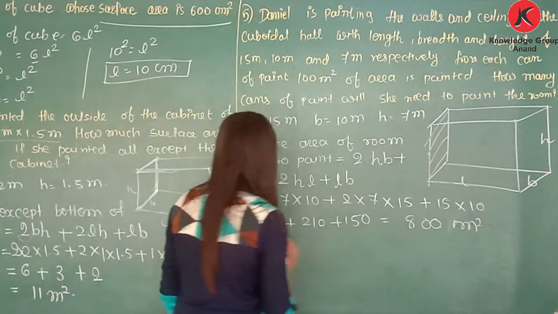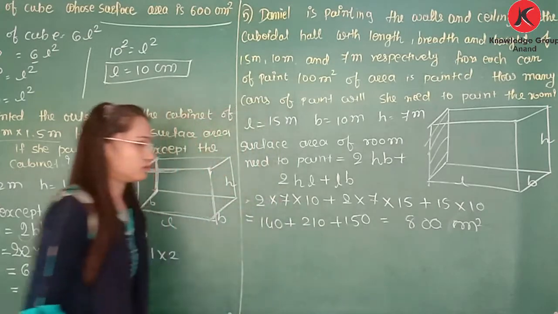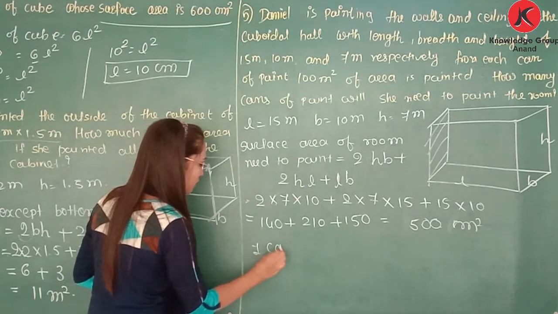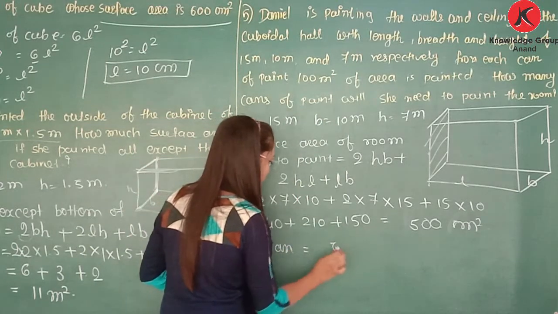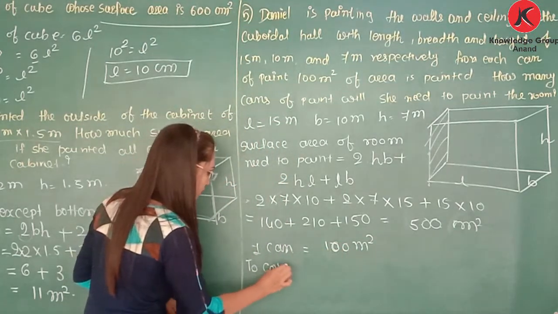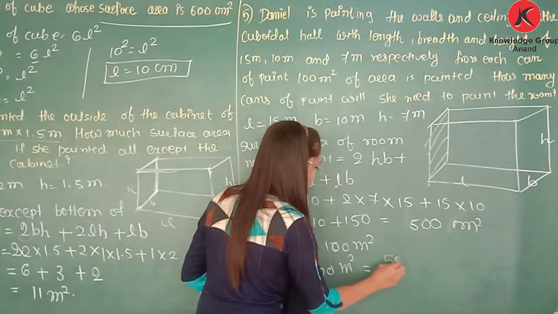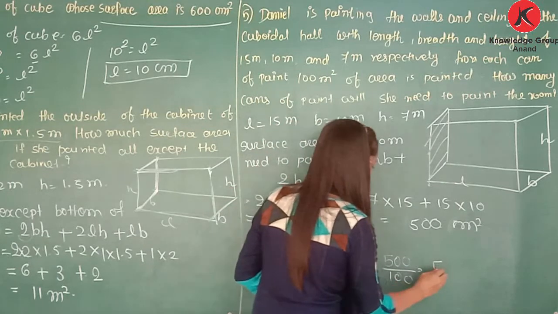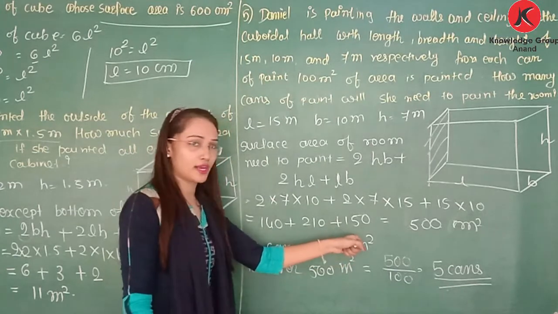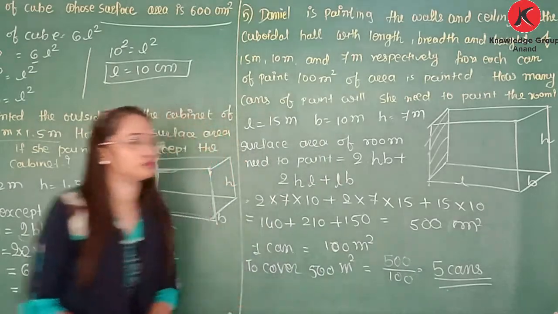Now in one can 100 meter square area is painted, and how many area we need to paint? That is 500. So in one can it is 100 meter square area covered. So to cover 500 meter square area, we need to have 500 divided by 100, that is 5 cans. In one can 100 meter square area is covered. So to cover 500 meter square area, we need 5 cans.